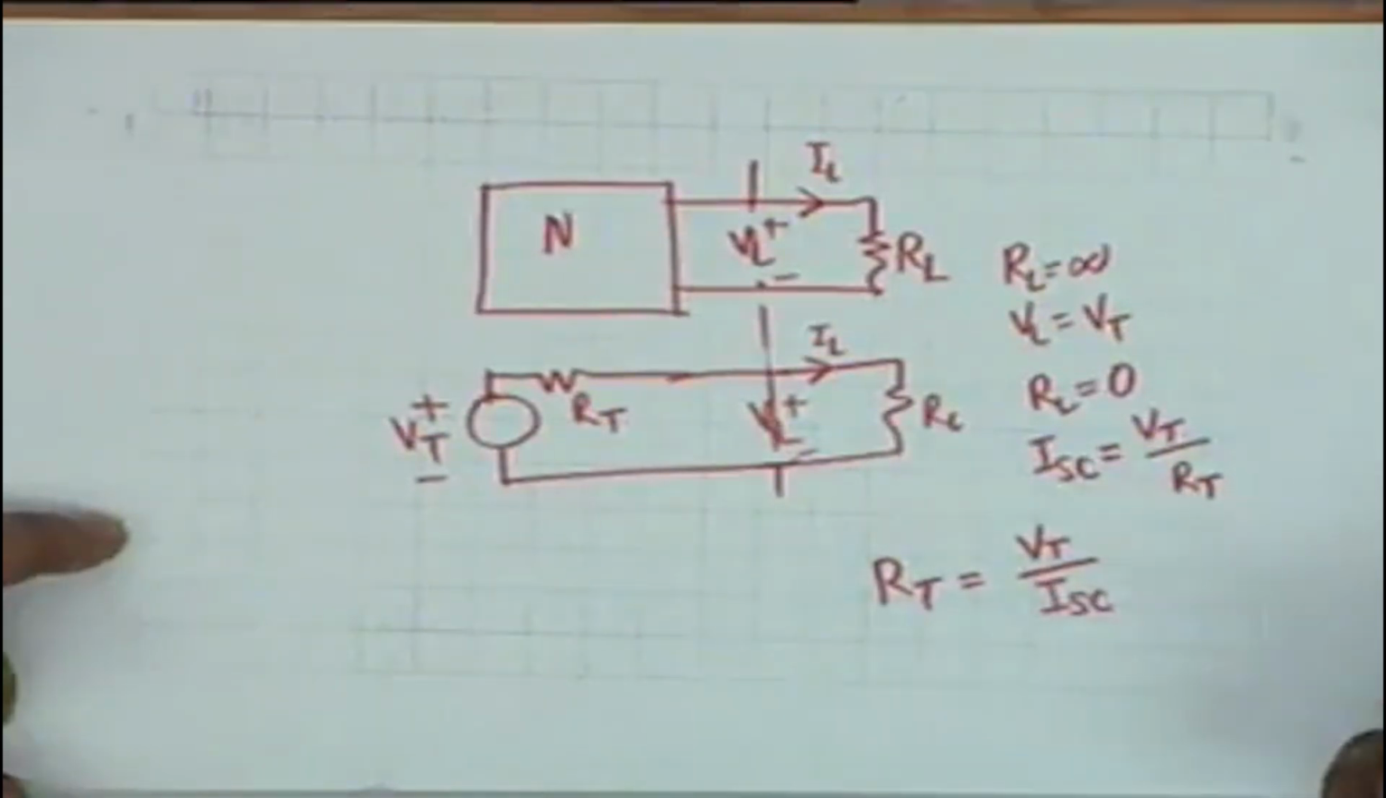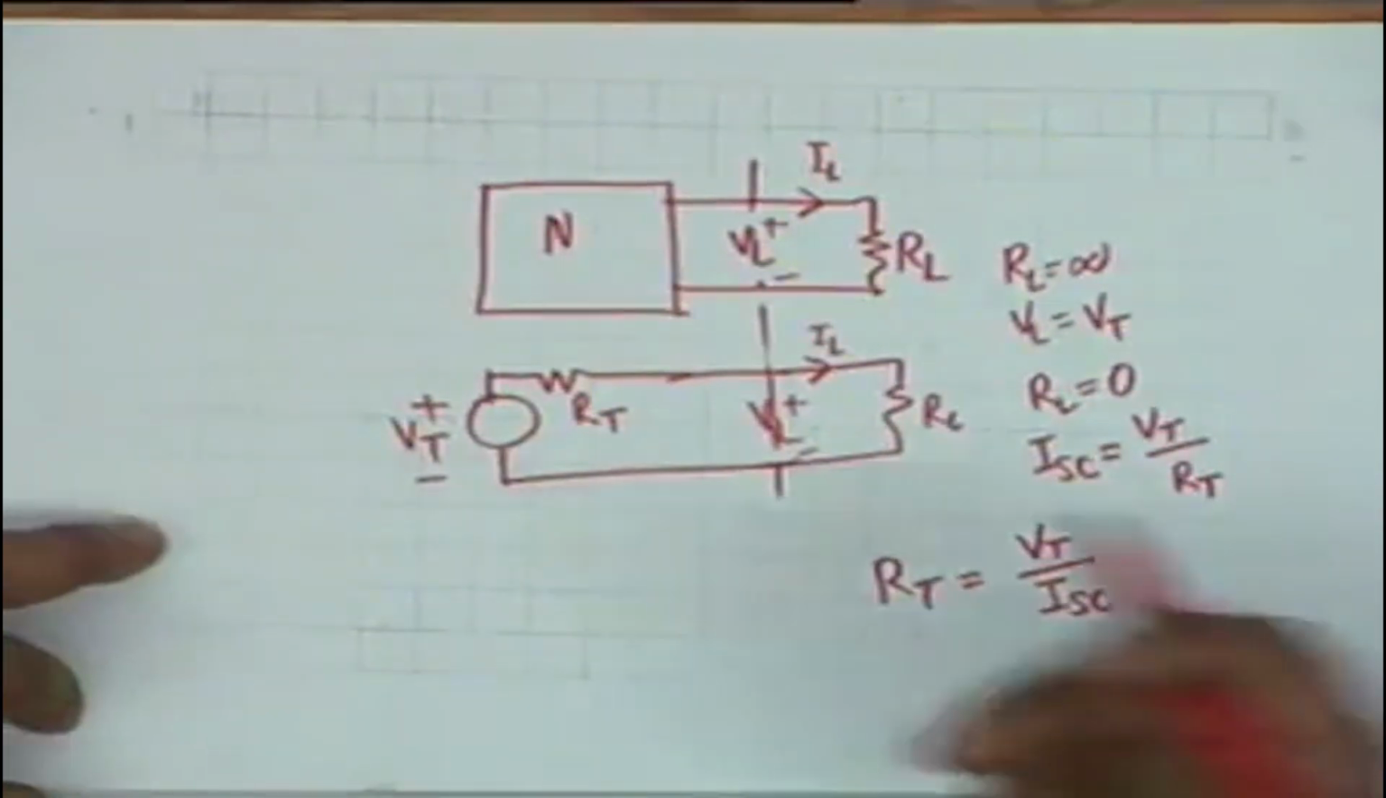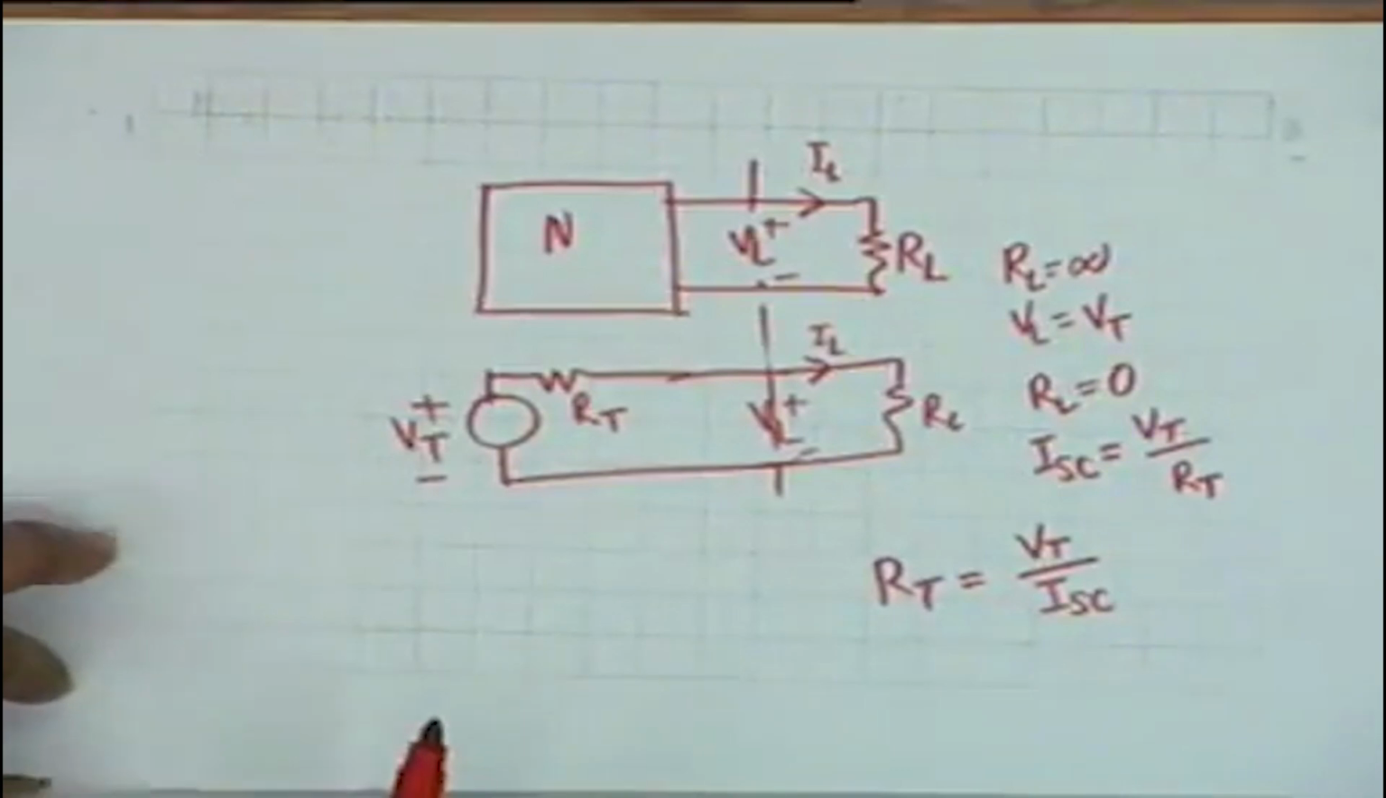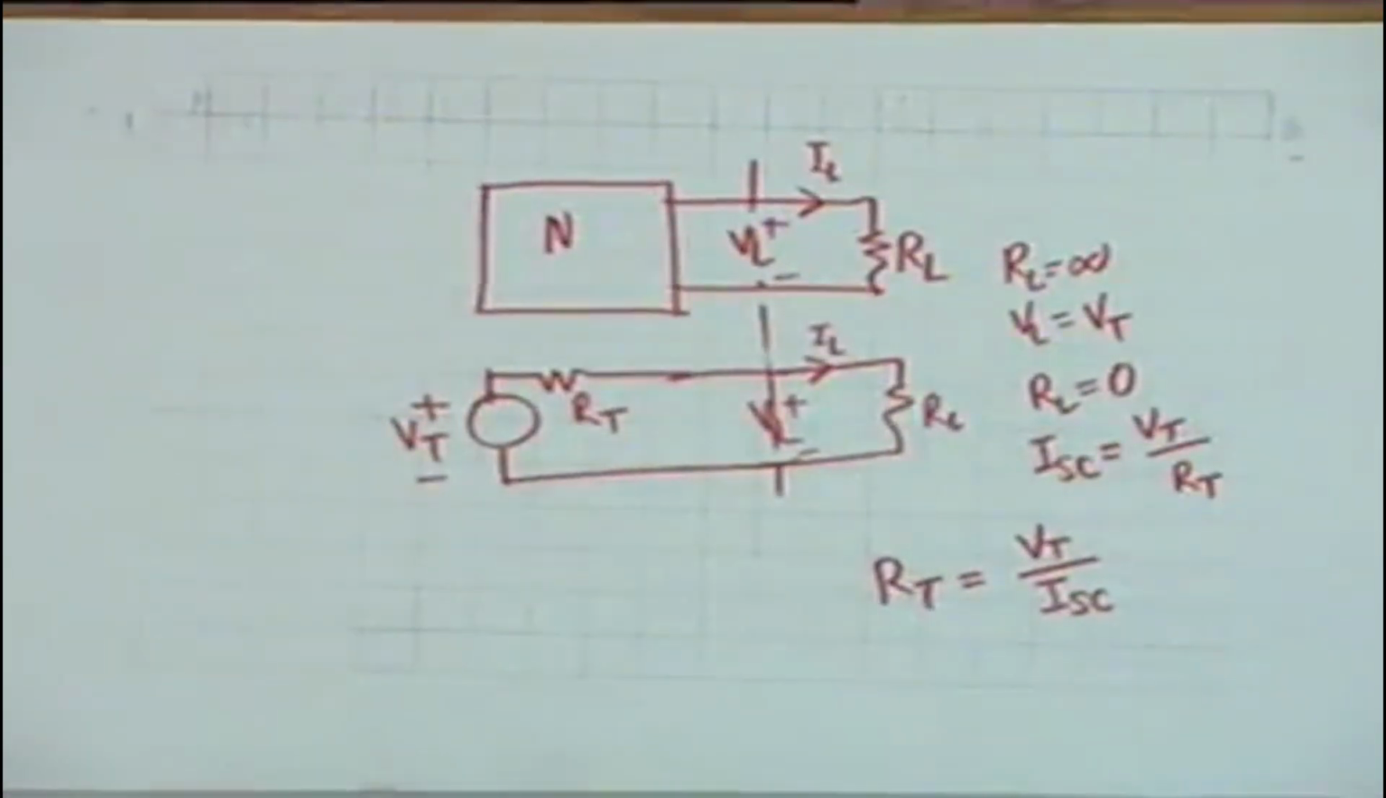RT can be measured in two ways. You can either find out the short circuit current, or you can find out the equivalent resistance looking into this. To illustrate Thevenin's theorem, if you have any questions, I would like to answer them now before I take the example. So does the load network have to be consisting of only resistances, or it could consist of anything?